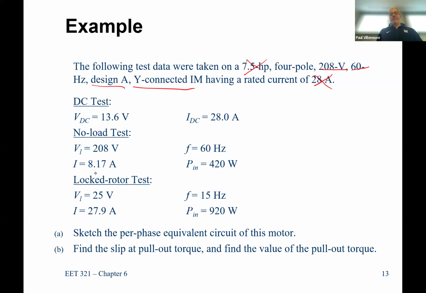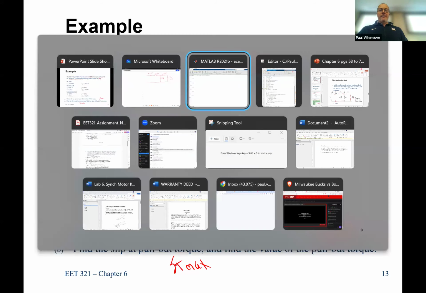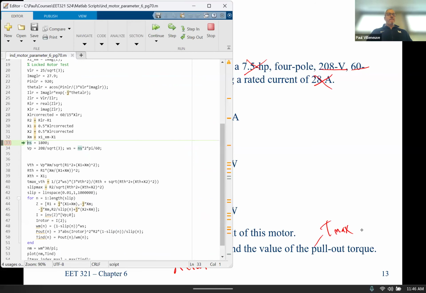How do you do B? For the slip at pull-out torque, this is an easy one. That's s_Tmax. Remember the equation we did last class? How to calculate s_Tmax? And this is Tmax. Just use those two equations to calculate it. I did those as well. But you don't have the slip for them. I don't need the slip.